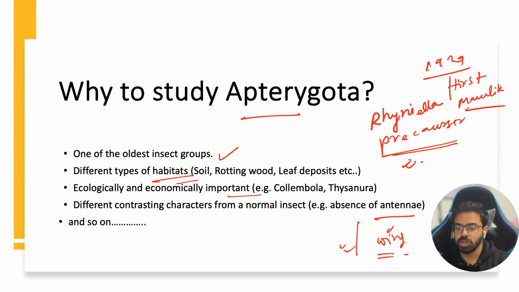In taxonomy, what we do is simply collect the different contrasting characters from one another. So that is why Apterygota is a great reserve of organisms which will give different contrasting characters from a normal insect. And there are so many other differences. That is why it is very important to study the Apterygota.